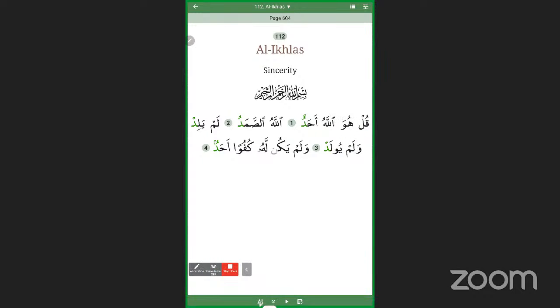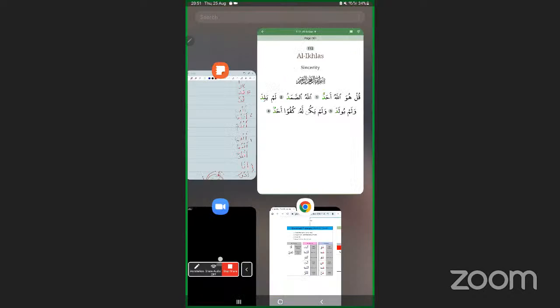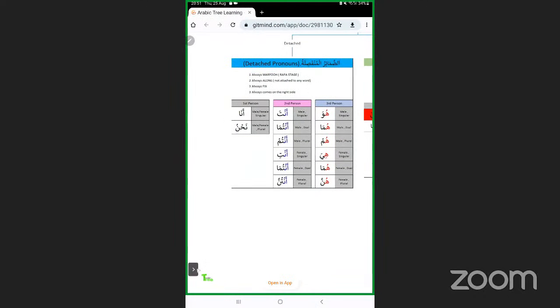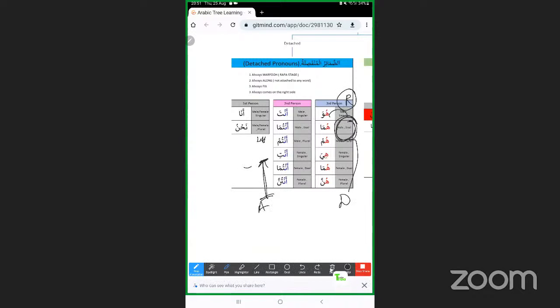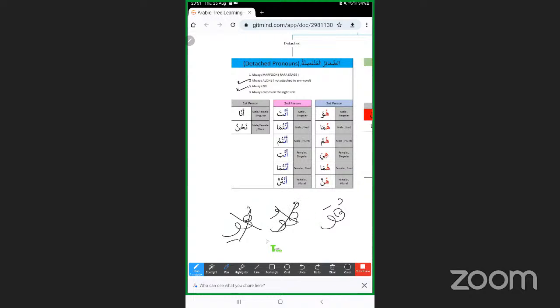These pronouns always come alone. They are always fixed. What is the meaning of fixed? They never change their spelling. Huwa will always remain huwa. You will never see hu or hi in its place. Huma will always remain huma. Hum will always remain hum. You will never see hu, mu, me. You will see hum.